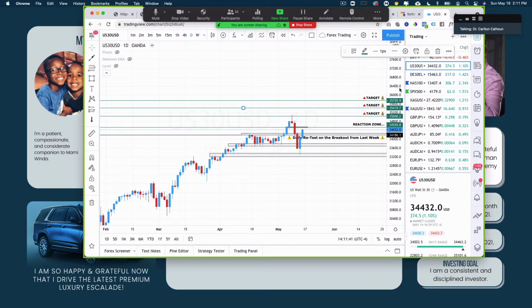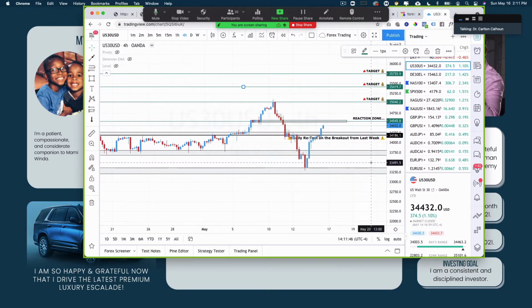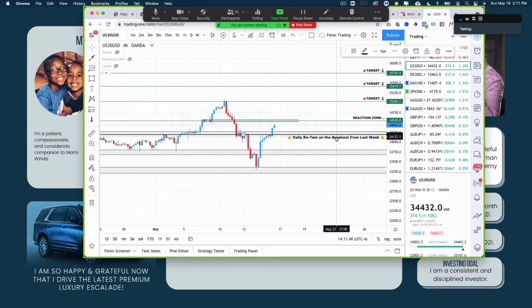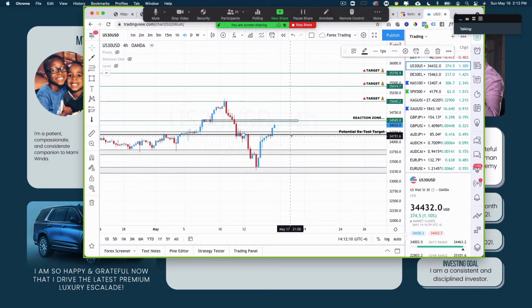Now clean the chart up. Drop that down to the 4 hour. I can remove this now. So this area, let me put it back and name it something else. Potential retest target. Put it at the top. There we go.